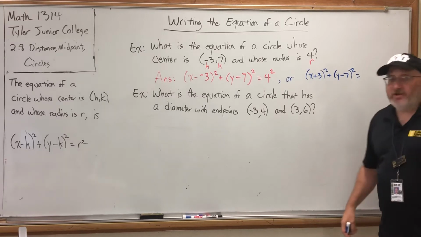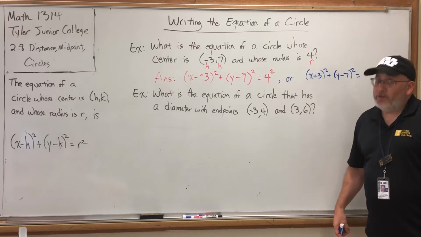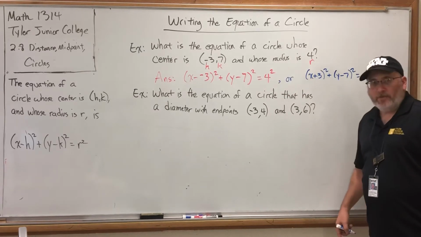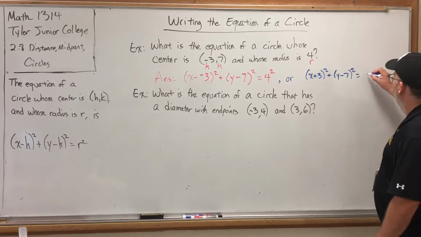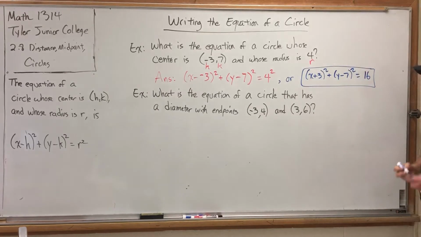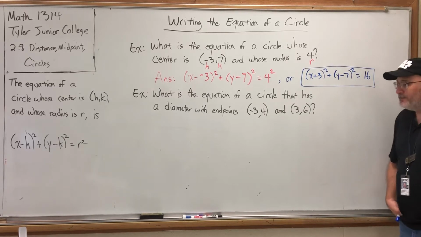And the other thing you need to be on the lookout for, and it will always be there, is you just set up the square of a number. You should square it. 4 squared is 16. The equation of our circle is x plus 3 squared plus y minus 7 squared equals 16.